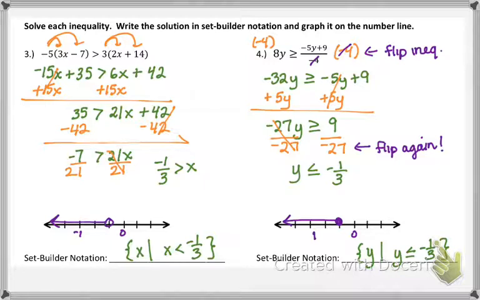Here we go. So for number 3, my solution is the set of all real numbers x such that x has to be less than negative 1/3. And for number 4, your solution is the set of all real numbers y such that y has to be less than or equal to negative 1/3. So when you are graphing it, remember that each tick mark does not have to represent 1. You can space it out.